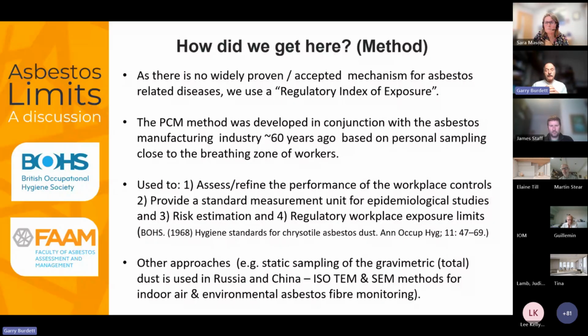Of course, other methods for sampling and regulation are available. In China and Russia, they use static sampling of total gravimetric dust. And in ambient air, we tend to use ISO and TEM analysis because we have to identify the few asbestos fibers that are among the many non-asbestos fibers. So there are other methods available.